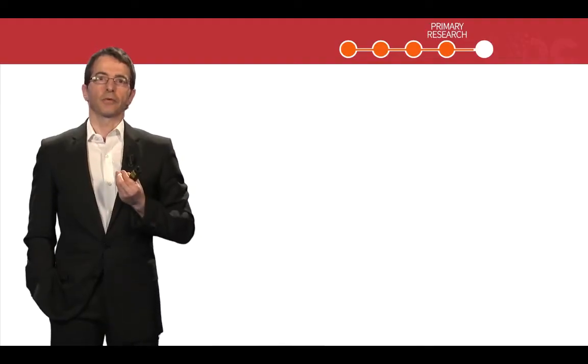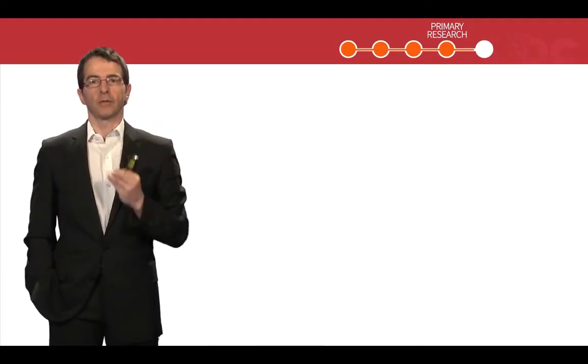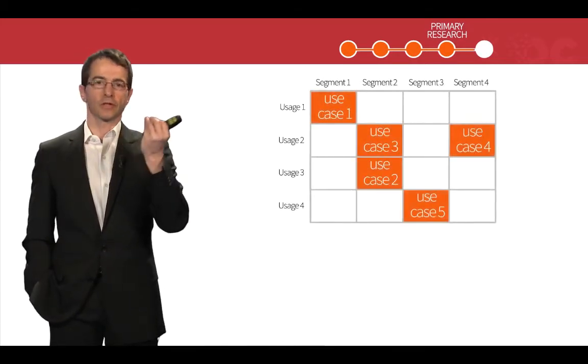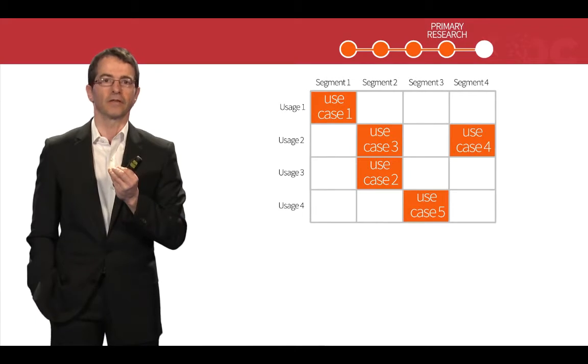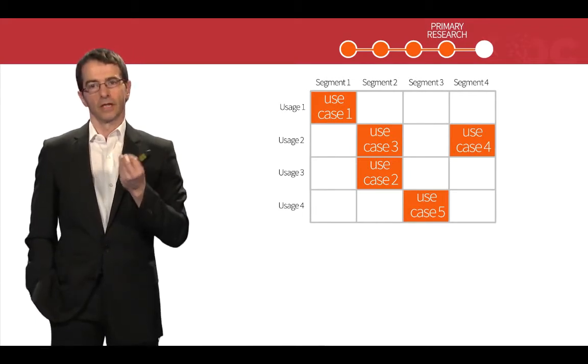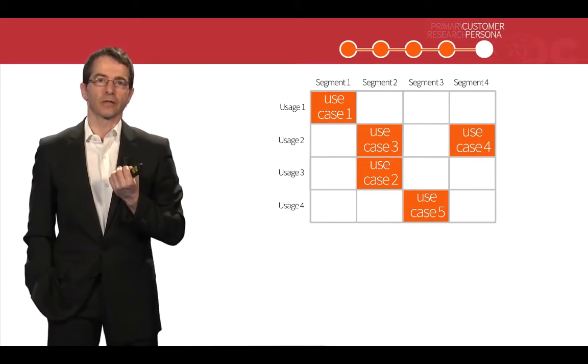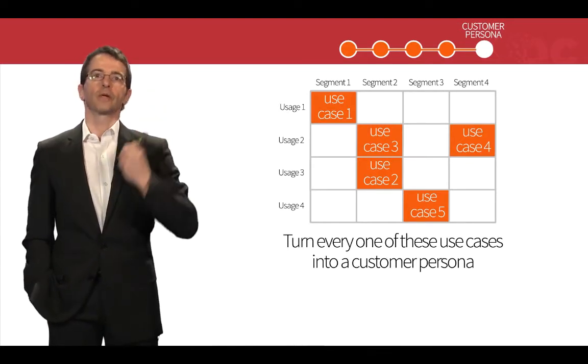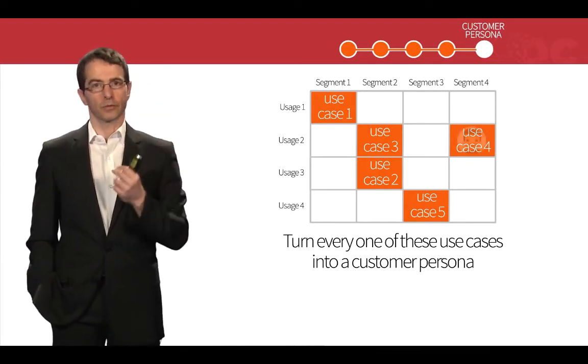So out of that primary research job, you have a number of use cases, the cross between a customer segment, a value proposition, and an idea of the scale of each of these use cases. In order to present this information, we strongly encourage you to do one more thing. Turn every one of these use cases into a customer persona.